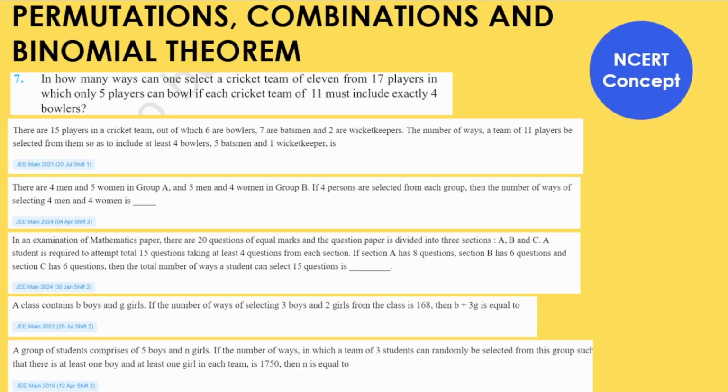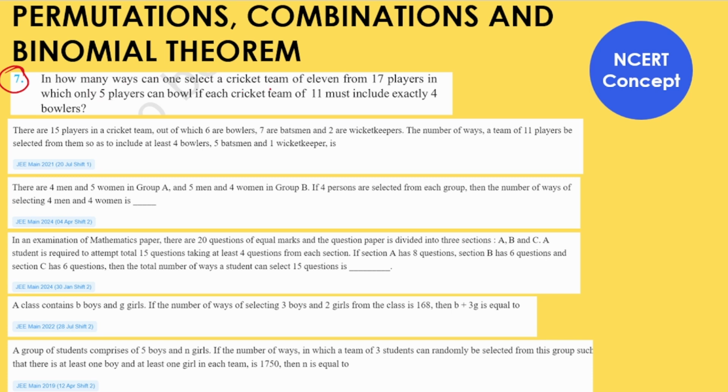Now, the next chapter, that is permutation and combination and binomial theorem. You can see this question over here. This question is an NCERT concept. This question right over here is not your previous year question. This is a question from your NCERT of class 11, and I don't know which exercise it is, but you can check as per the latest NCERT book. This question is there in your textbook, NCERT.